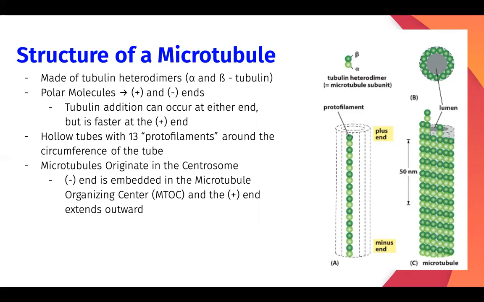And microtubules originate in the centrosome. The minus end is often embedded in the microtubule organizing center, which we'll talk a little more about. And the plus end extends outwards. So while the minus end shrinks faster, usually in vivo, which means in a living cell, it is attached to a microtubule organizing center. So it's not actually having any dynamic function.